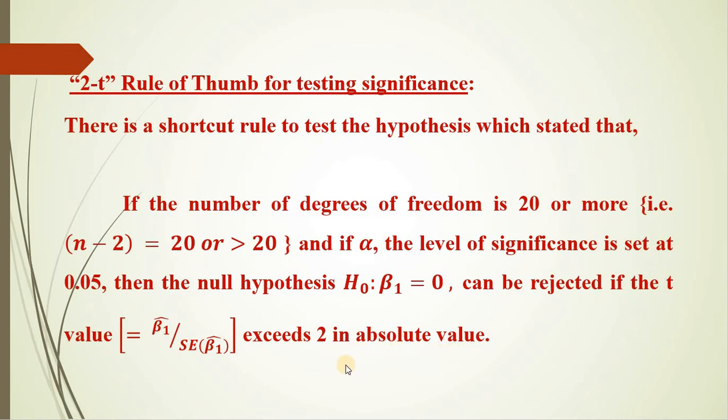If the value of t is greater than 2, then the null hypothesis beta 1 equal to 0 can be rejected, if the value for degrees of freedom is 20 or greater than 20 and the level of significance is 5%. This is a shortcut rule for testing hypothesis of the parameter values.